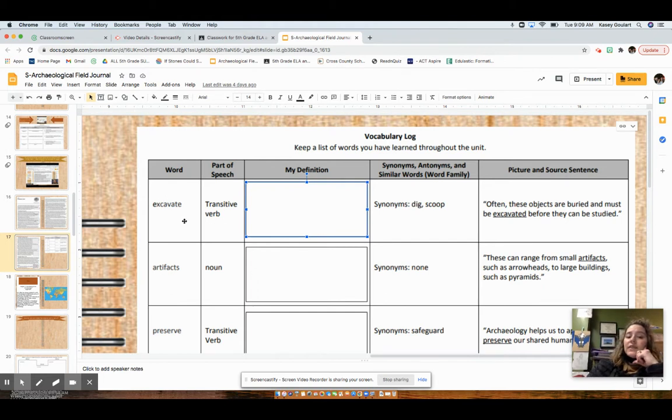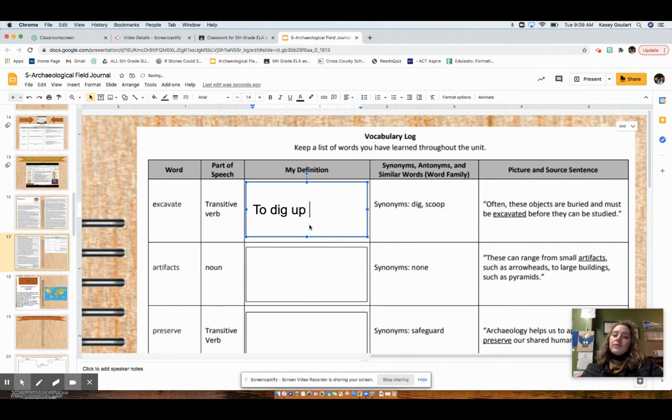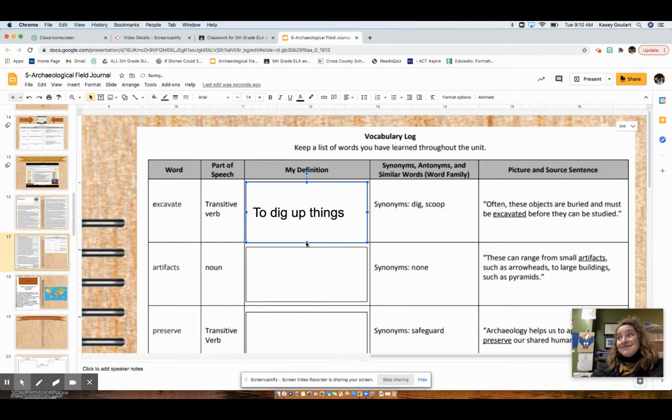So we've got the word excavate. Tell me what it is. Dig up. To dig. We know it. It's a transitive verb. My definition we're going to write: to dig up things. That's it. We don't even have to look it up because we know it. We're going to add a little more to it. We know excavate means to dig. What's excavate mean? To dig up.